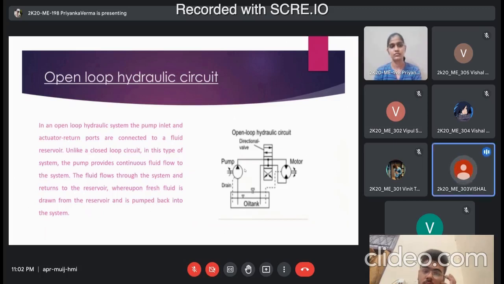Open loop hydraulic circuit. In an open loop hydraulic system, the pump inlet and actuator return ports are connected to a fluid receiver. Unlike a closed loop circuit, in this type of system the pump provides continuous fluid flow to the system. The fluid flows through the system and returns to the receiver, whereupon fresh fluid is drawn from the receiver and is pumped back into the system.